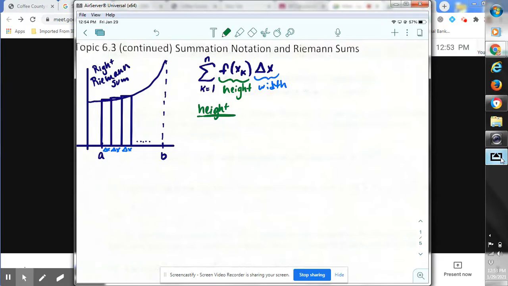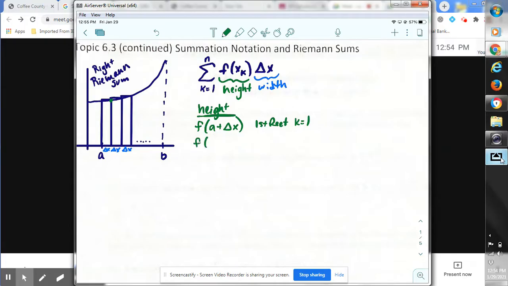Right? So we have A. The value of our first rectangle's height is going to be the value of the function right there. And so that is not f of A. That is f of A plus delta x. All right. And so just a note that the first rectangle, k is 1.